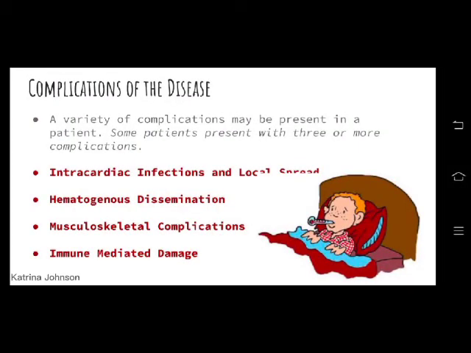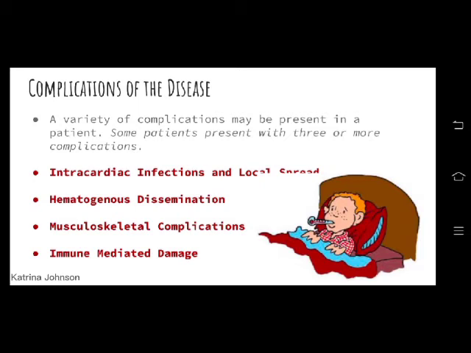Complications of the disease. A variety of complications may be present in any certain patient. Some patients present with 1, 2, 3, or even more complications that are all happening simultaneously. So actually, it's more common than you think. Almost half of patients have at least 2 complications, and 14% of patients have 3 or more complications. So you might be thinking, well, 3 complications, is that really a thing? Well, yes, it is.